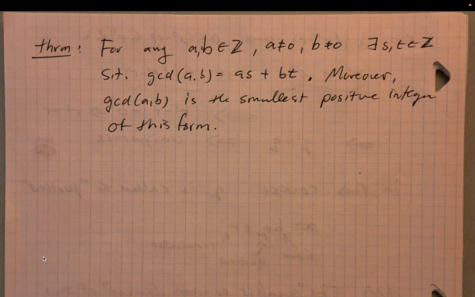Okay, so that's a very interesting theorem. I wouldn't have anticipated this going into the GCD question, right? When someone first defined the GCD, I wouldn't have said, oh, the GCD is going to be of the form as plus bt. It's going to be a linear combination of a and b, and the smallest such combination of this form is the GCD. I wouldn't have thought that'd be the case. Okay, but it is. It is.